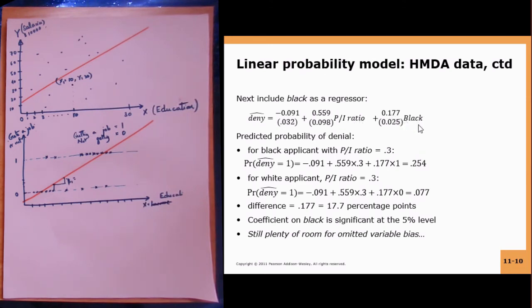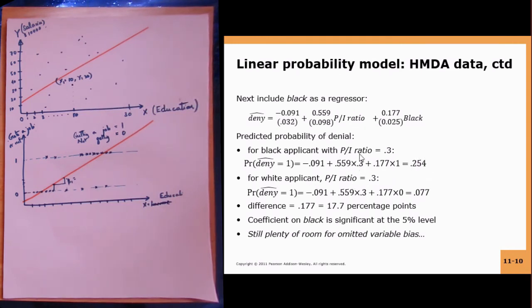Now, the predicted probability of denial for a black applicant with PI ratio equals 0.3. So in that case, PI ratio takes a value of 0.3. So you put minus 0.091 plus 0.559 multiplied by 0.3 plus 0.177. So the probability of denial for a black person who has a PI ratio of 0.3 is 0.254.